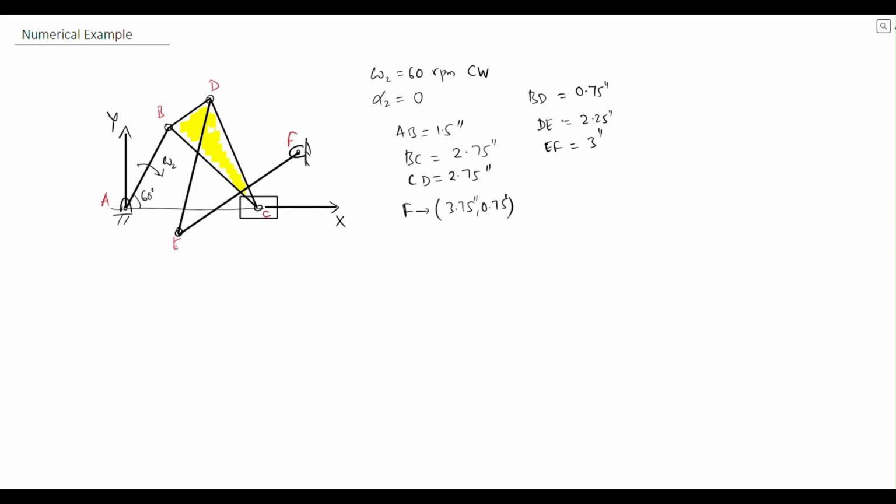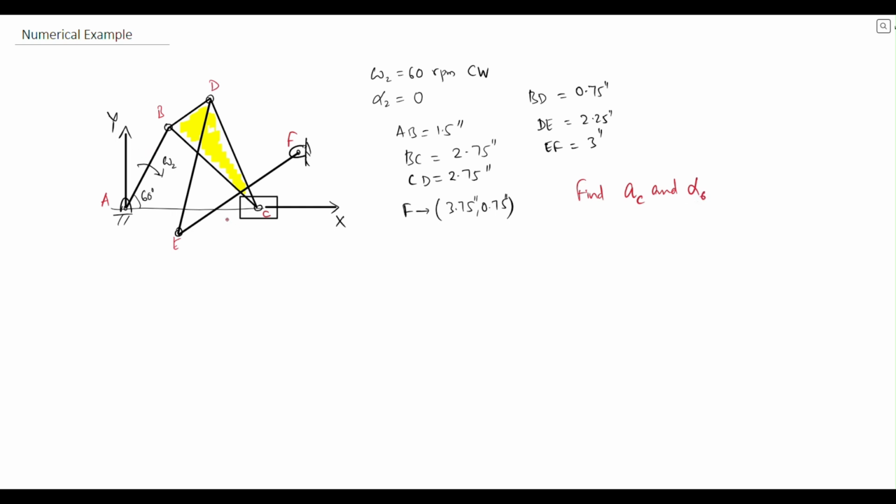We have various link lengths given in inches. Not that it matters. You could very well take this as centimeters and you'll most likely get similar results, except the units will change. The point F has been specified to be at the coordinates 3.75 inch, comma 0.75 inch. And the question is to find acceleration of C and angular acceleration of link 6, which is, so the numbering goes like this.